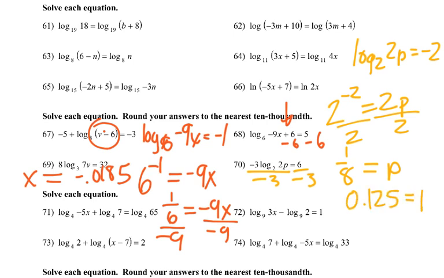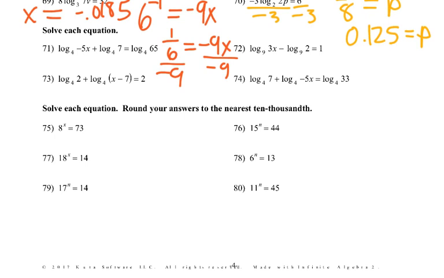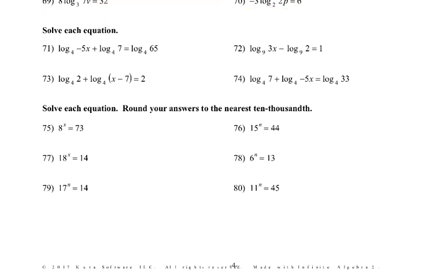0.125. Alright? Okay, we're nearly there, aren't we? So, 71 through 74 wants us to solve each equation. Okay?